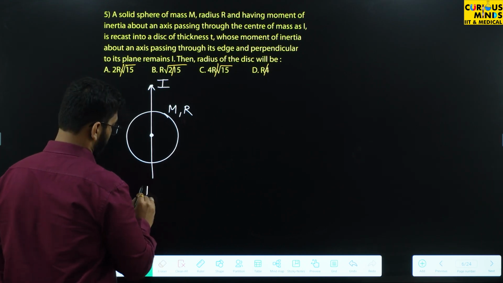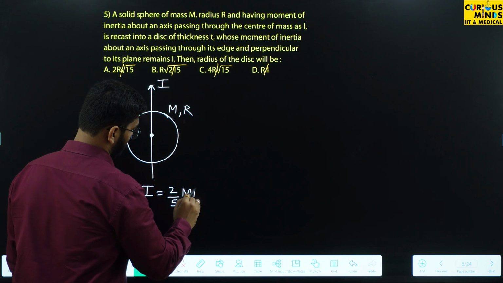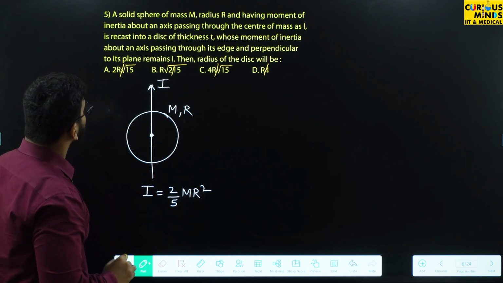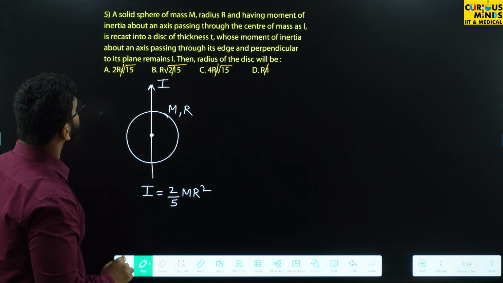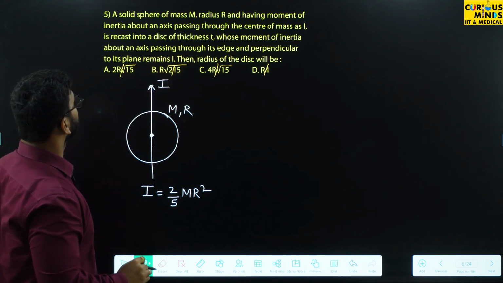This is a solid sphere, no? So I is equal to 2 by 5 mr square, because this is a solid sphere. Now what is the moment of inertia of the disk of thickness t?